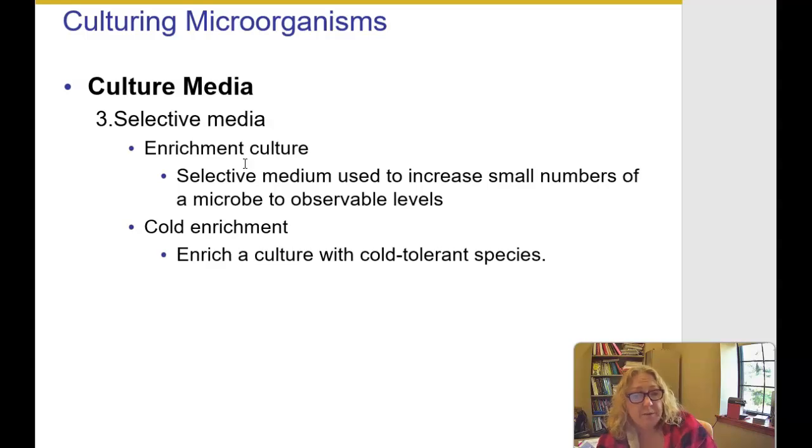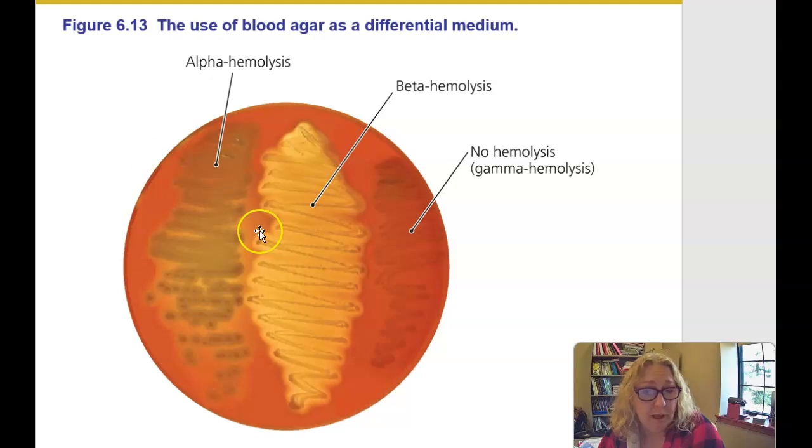Enrichment culture, selective media used to increase small numbers of microbes to observable levels. Sometimes you can do a cold enrichment. This is to enrich a culture with cold tolerant species. If it grows better in the cold, then that's a way to think about the selective media. Blood agar is used as a differential media.